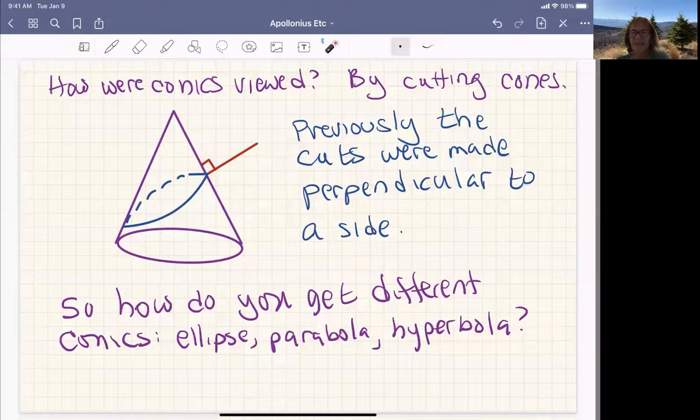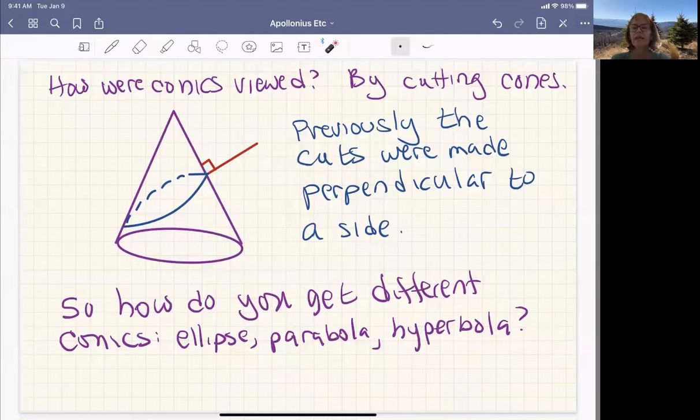Well, if that's the case, how do you get the other conics? Here in this example, we got an ellipse, but how would you get a parabola out of this? If I try moving my cut a little bit further down, I'm just going to get a bigger ellipse. Then I move even further down and I get just a bigger ellipse. So I cannot seem to get all of the conics from cutting this cone using a plane that's going to be perpendicular to the side.